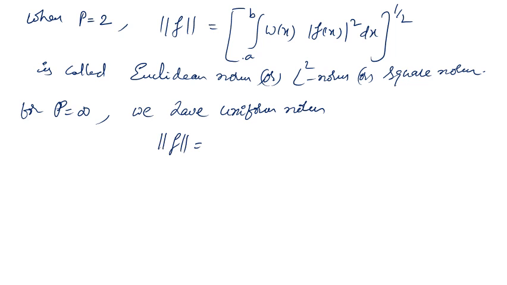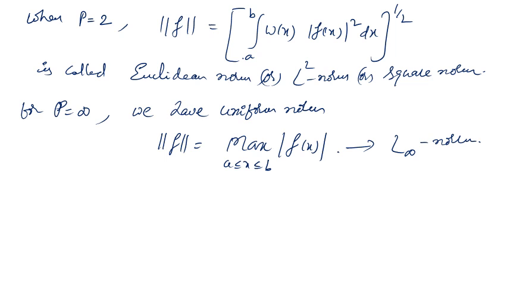And for p equal to infinity, that is the uniform norm, norm f equal to the maximum of the modulus of the function over the interval a to b. These are the norms, and this is denoted by the L infinity norm. Generally we use the square norm.